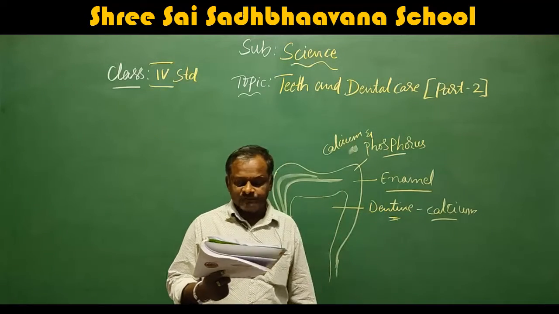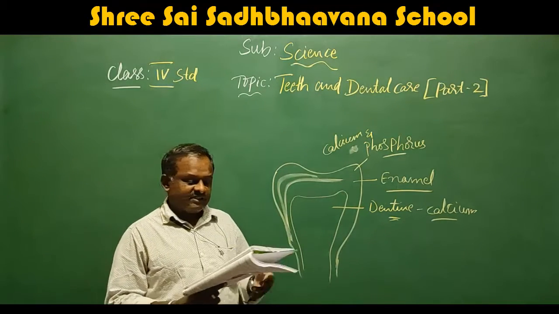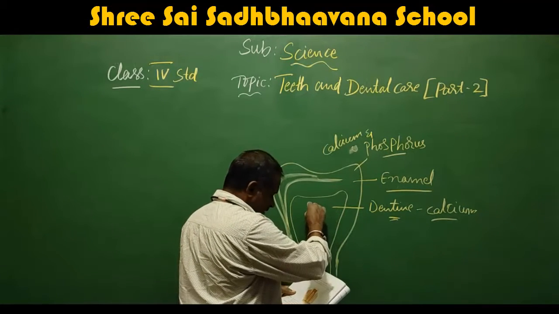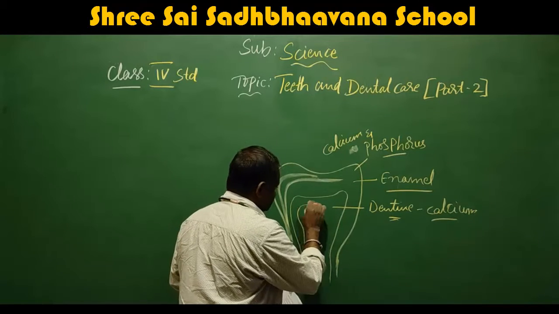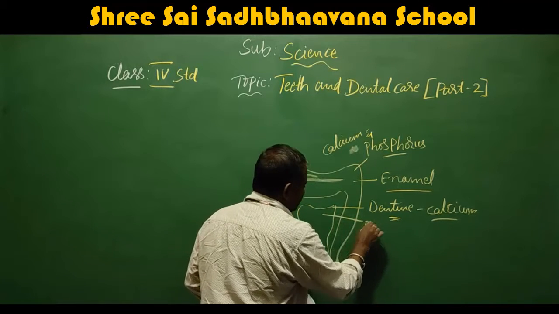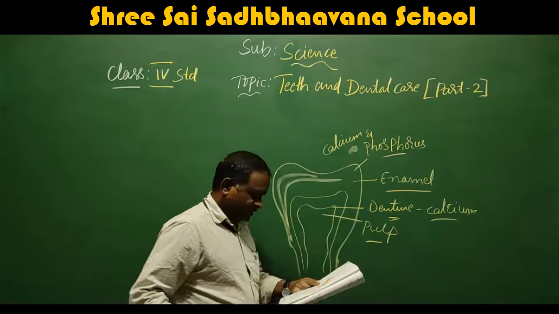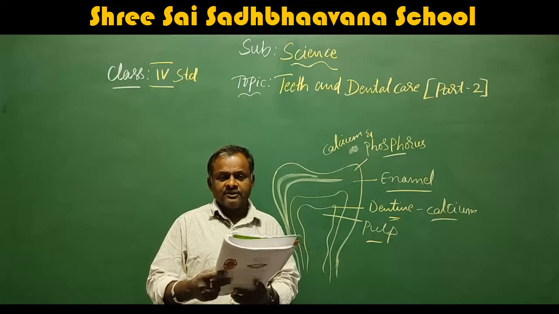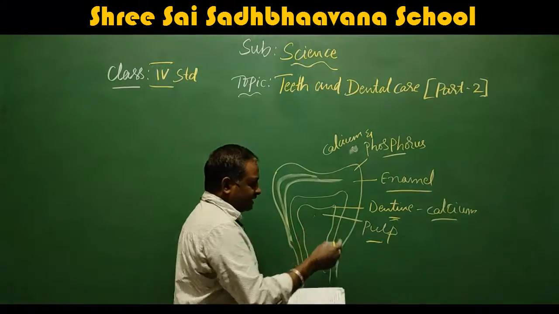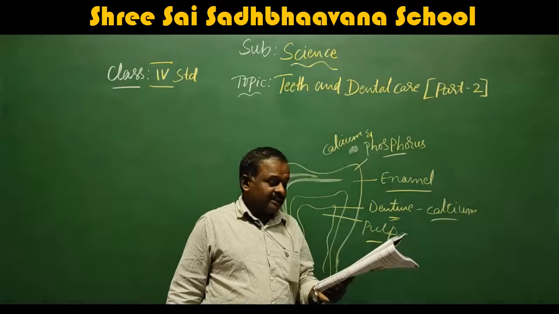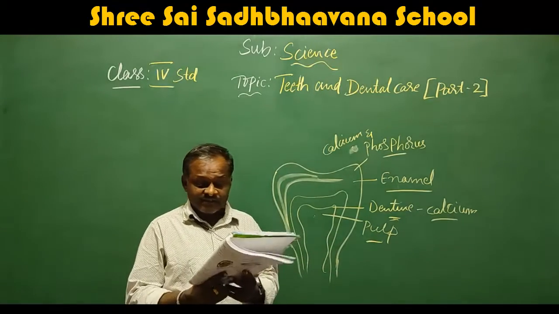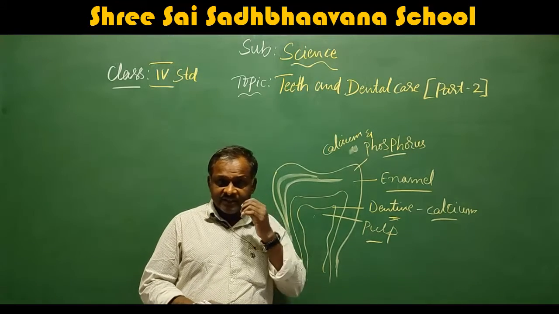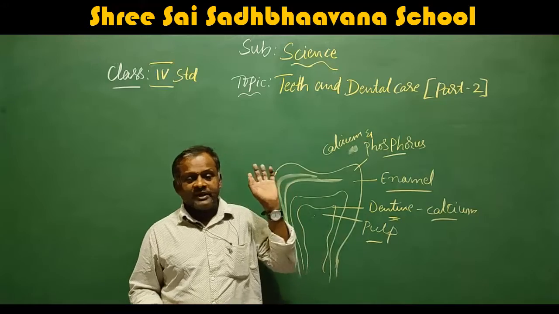Next we come to pulp. Pulp is found inside the dentine. Here they have given pulp. Below this, in the dentine, this pulp is present. It forms the central part of the tooth. It contains blood vessels, nerves, and other soft tissues that deliver nutrients and signals to the teeth. From the teeth also, the signals are transported to the brain.